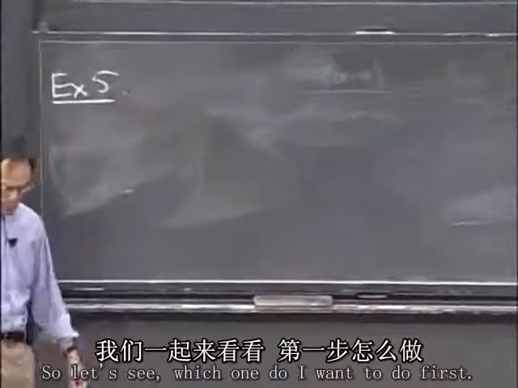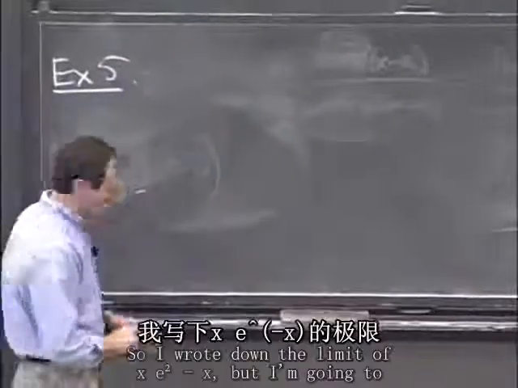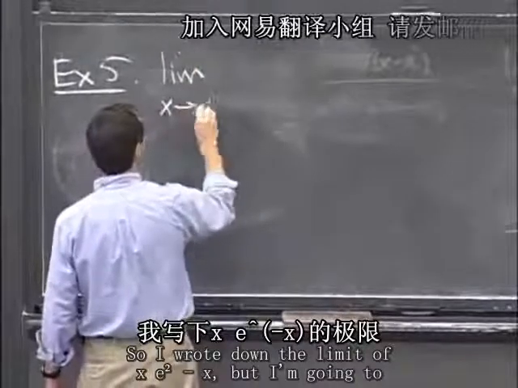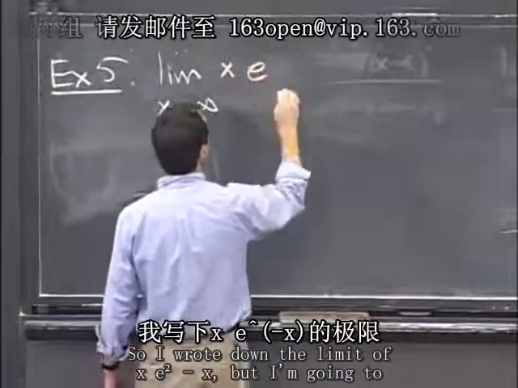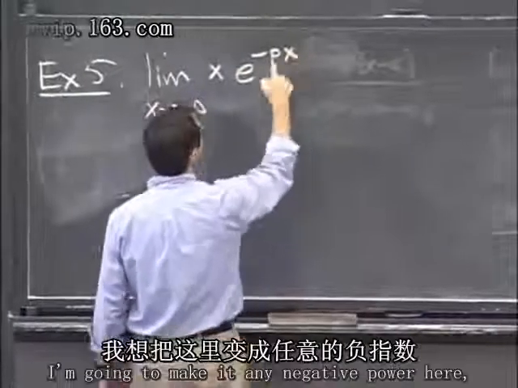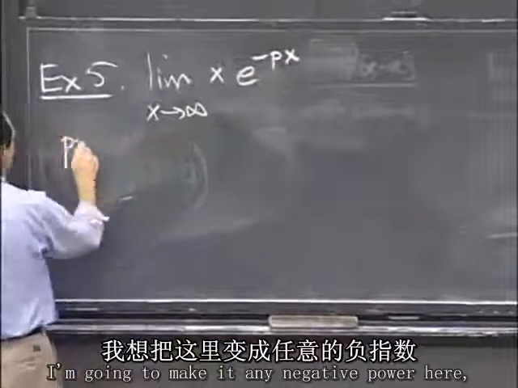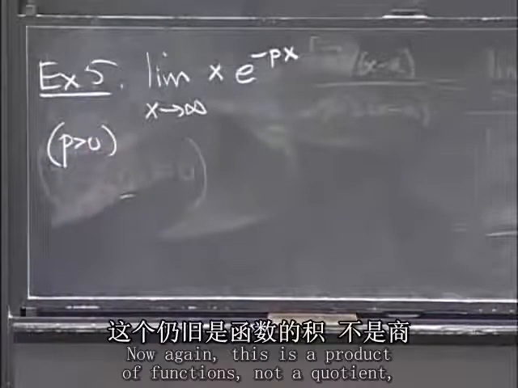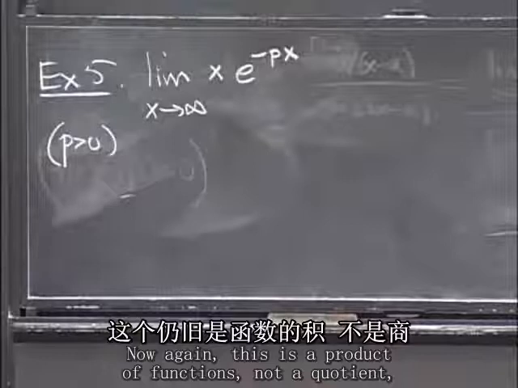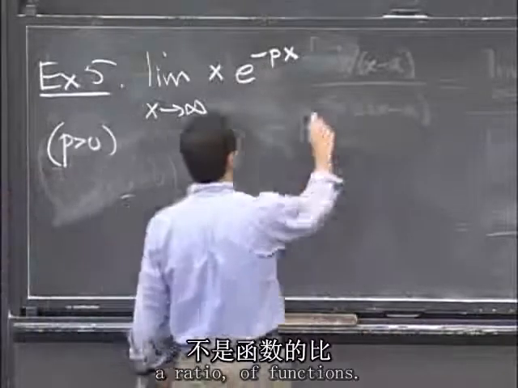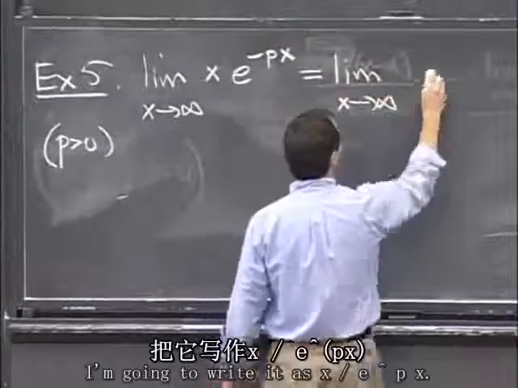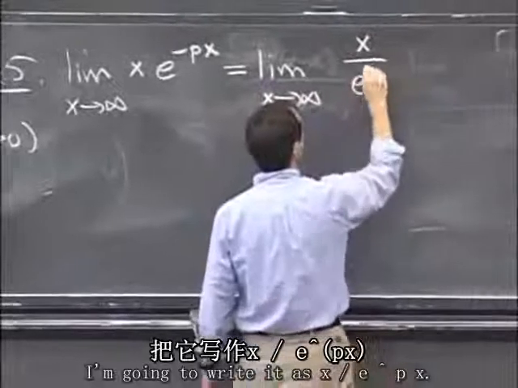So let's see, which one do I want to do first? So I wrote down the limit of x e to the minus x, but I'm going to make it even more general. I'm going to make it any negative power here, where p is some positive constant. Now again, this is a product of functions, not a quotient, a ratio of functions. And so I need to rewrite it. And I'm going to write it as x divided by e to the px.